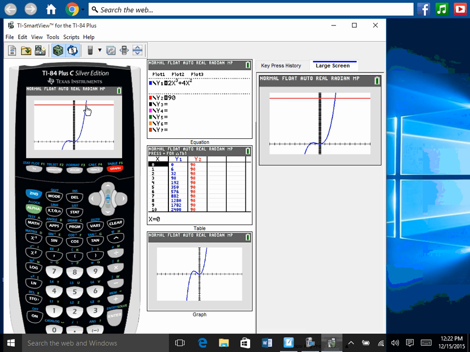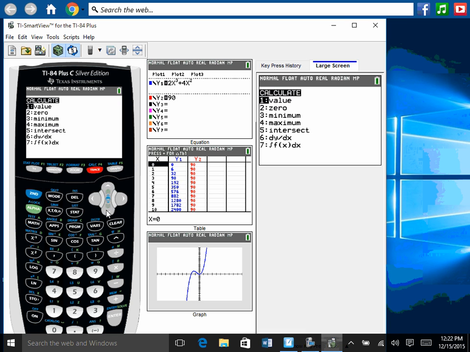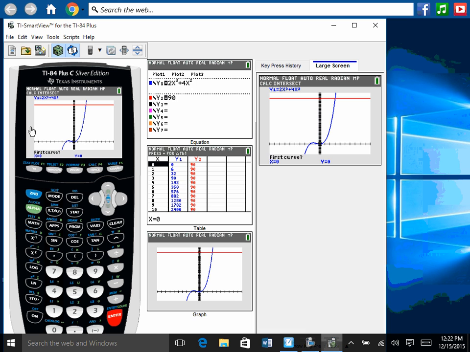So what x value do those two things equal each other? Where do they intersect? So I do second trace, and then go down to intersect. So our first curve is on the cubic equation. I hit enter. My second curve, it's on the y equals 90. It's on the straight line. I hit enter again. It says, do you want me to guess? I hit enter again. So if we were to solve this, it intersects at x is equal to 3. So obviously our y value is 90. It's going to be as high up as 90 since that's where that line is. But our x value is 3. So it intersects at x is equal to 3.